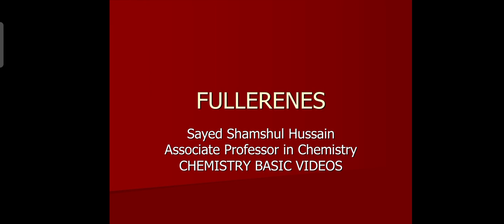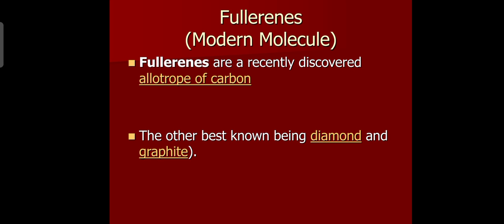Okay, so today we are going to discuss what fullerenes are. Fullerenes are considered a modern molecule. They are a recently discovered allotrope of carbon, the other best known being diamond and graphite.